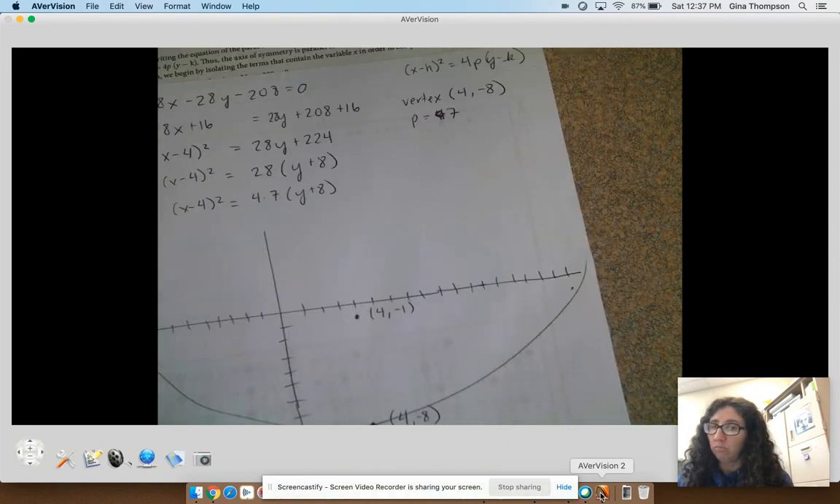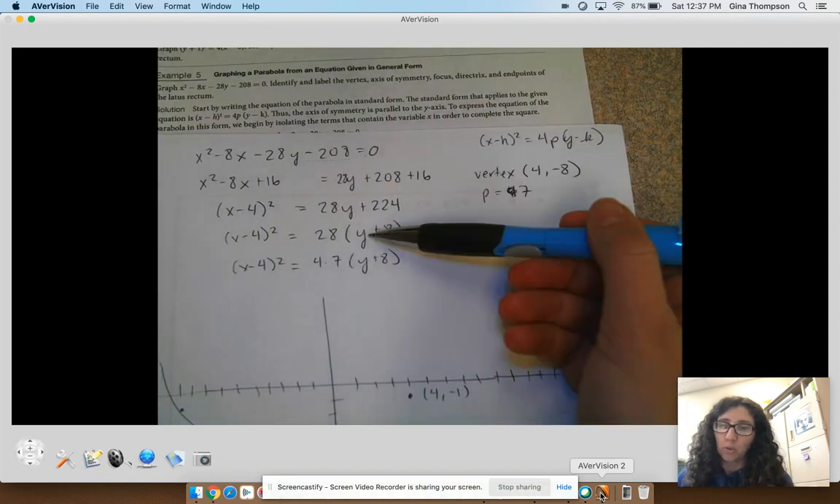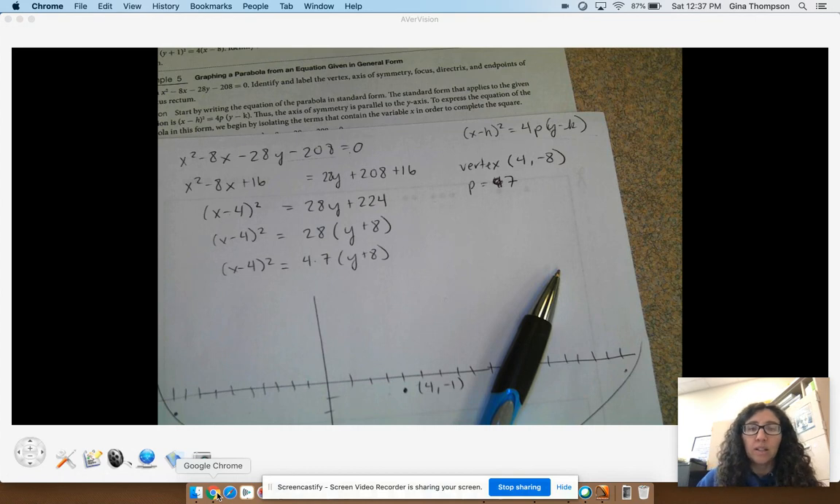All right, so once we get this equation, same process, right? Sometimes you just have to do a little work to get there. All right, one last thing. There are a lot of applications of parabolas, actually.